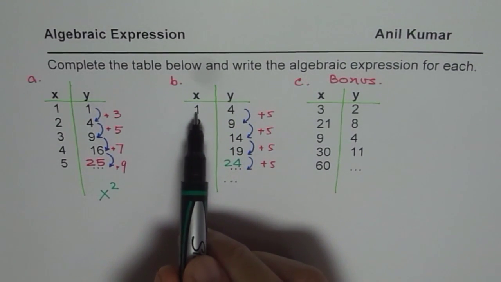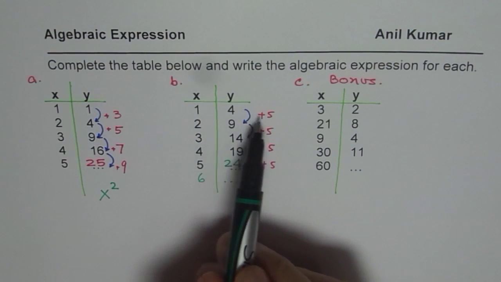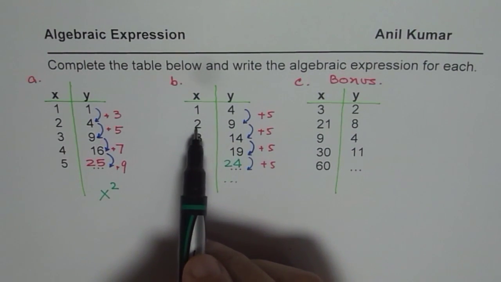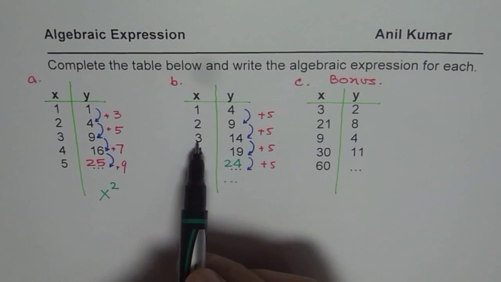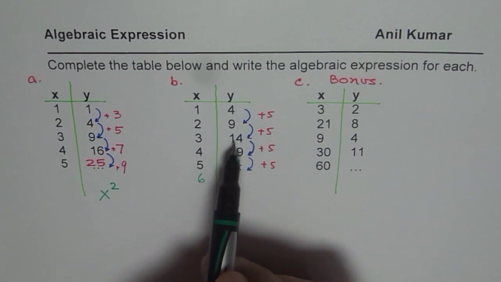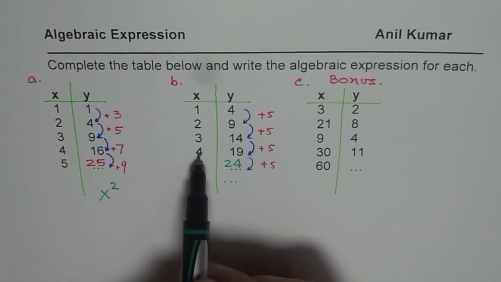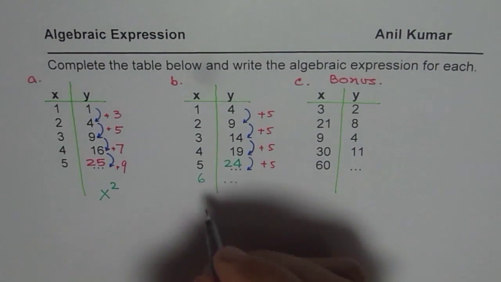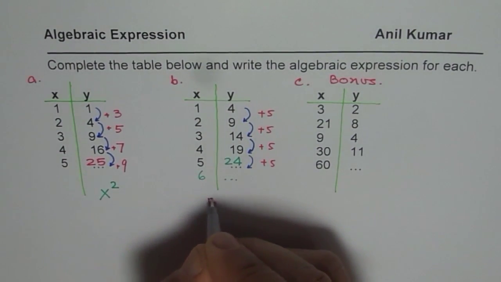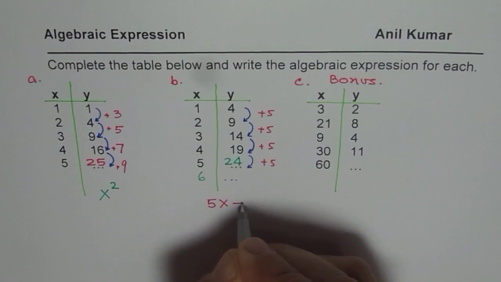Now what is 5 times 1? 5 times 1 is 5. How do I get 4? Take away 1. 5 times 2 is 10. How do I get 9? Take away 1. 5 times 3 is 15. Take away 1 gives me 14. 5 times 4 is 20. Take away 1 gives me 19. So I think we know the rule. The rule here is 5 times x, take away 1.